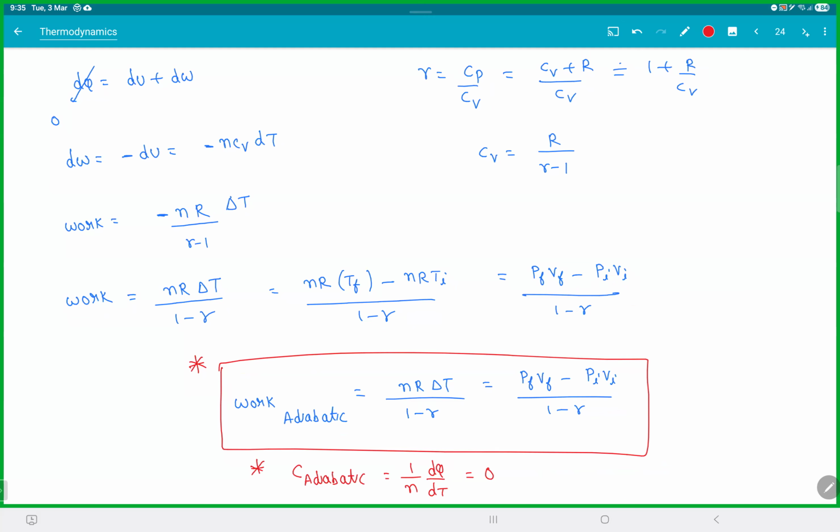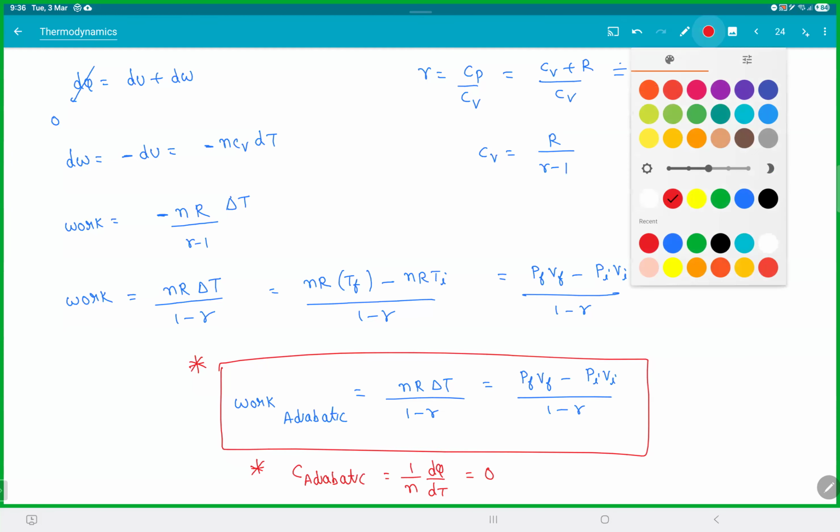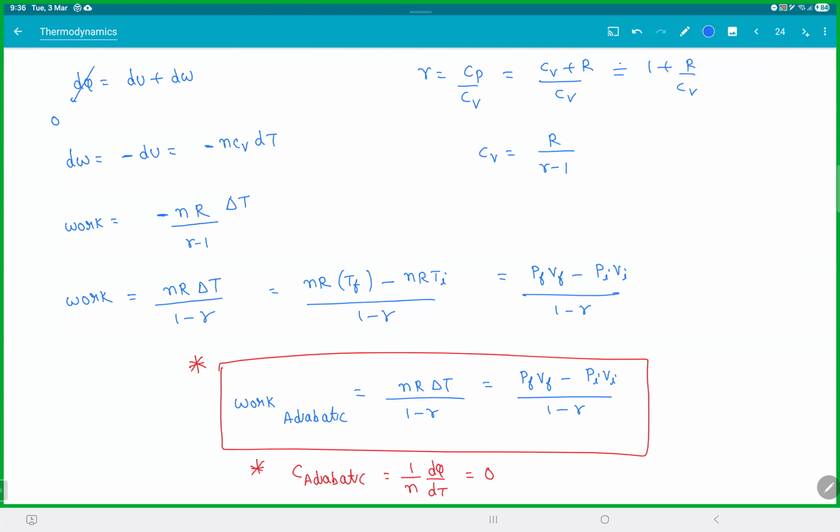Clear this? There's a bit of theory, but that's what I'm saying. You can see all the formulas we are deriving. You need to remember them. If you don't remember them, in the exam you will slow down. Take a break. Come back by 9:40. We'll continue from here. Sure. Come back in 5-6 minutes.